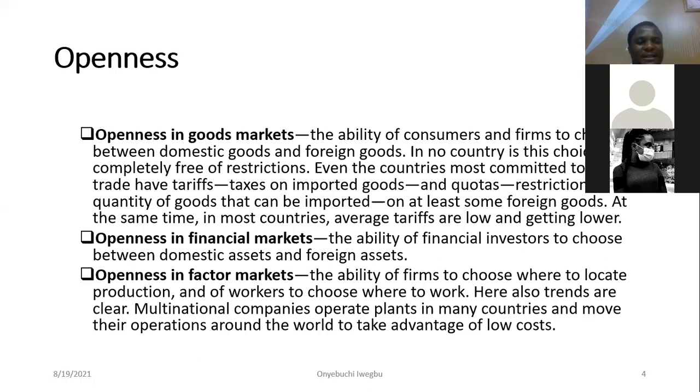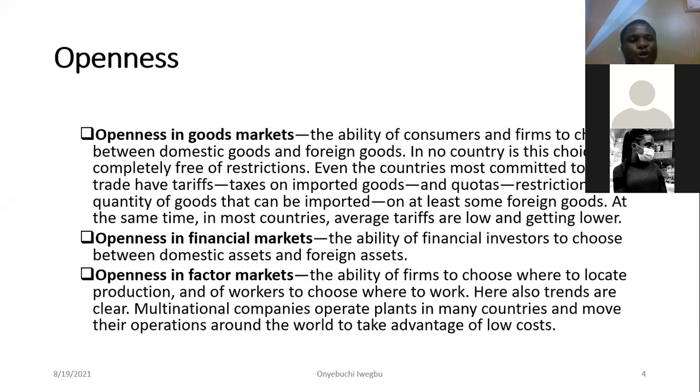What we are saying under this analysis is just a situation where consumers, or firms, have the ability to make choices between domestic goods and foreign goods. So whenever you have openness in goods market, what is happening? There's a flow of goods, both inflow and outflow. The inflow talks about what? Imports. The outflow talks about what? The export. So with that scenario, that's what we talk about openness in goods market.